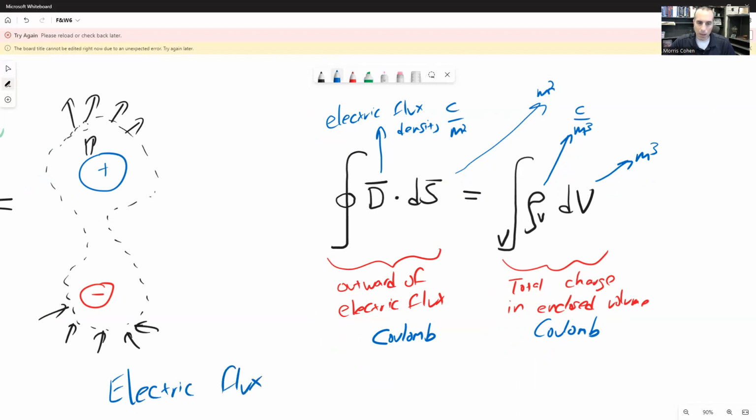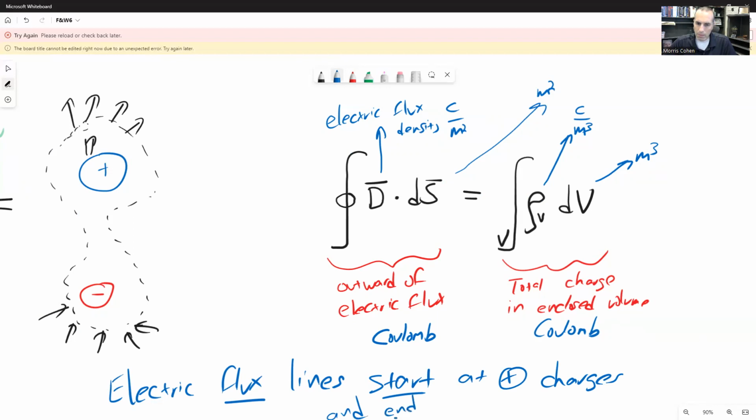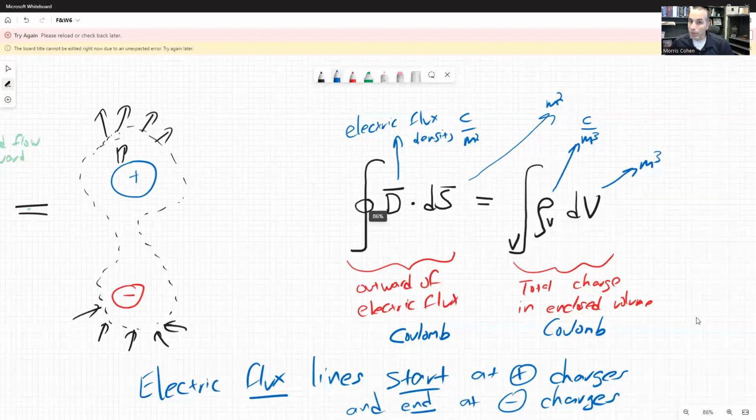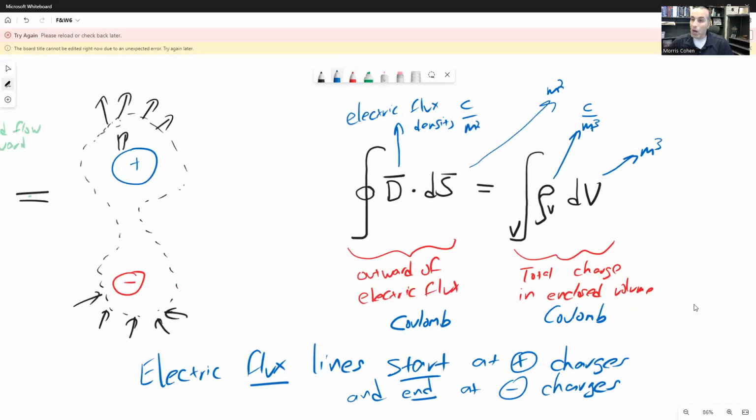All right, another sort of qualitative way to state what this means is that electric flux lines, I'm going to underline flux to remind you this is electric flux, not electric field, start at positive charges and end at negative charges. Electric flux lines will not start on anything other than positive charges, nor will they end at anything other than negative charges. And this makes sense because we've been ascribing positive charges as sources of electric flux lines and negative charges as sinks that are sucking them in. So this is really all that Gauss's law is in this form.